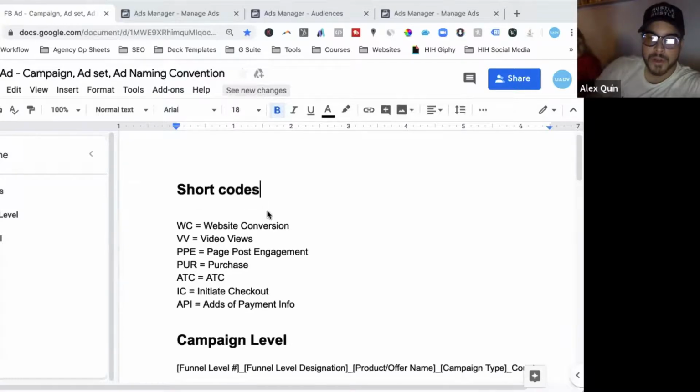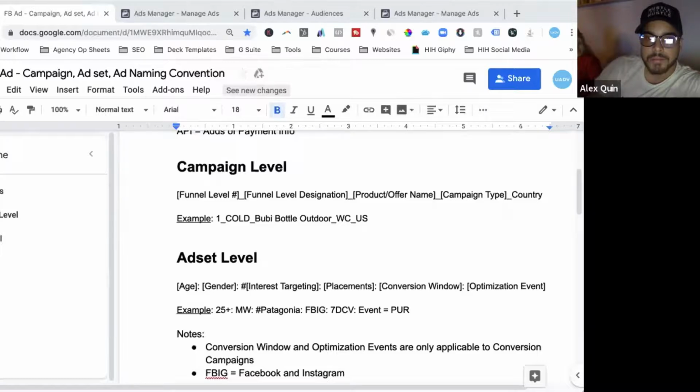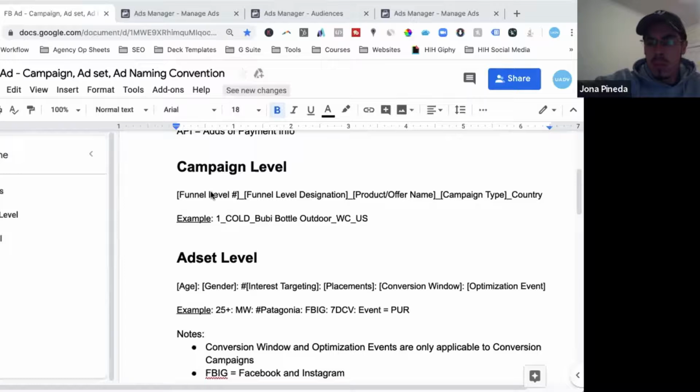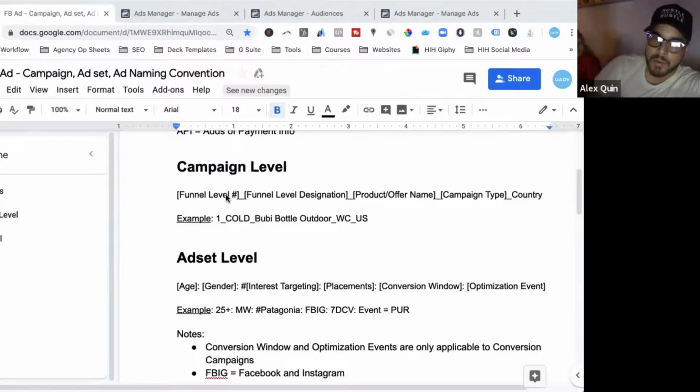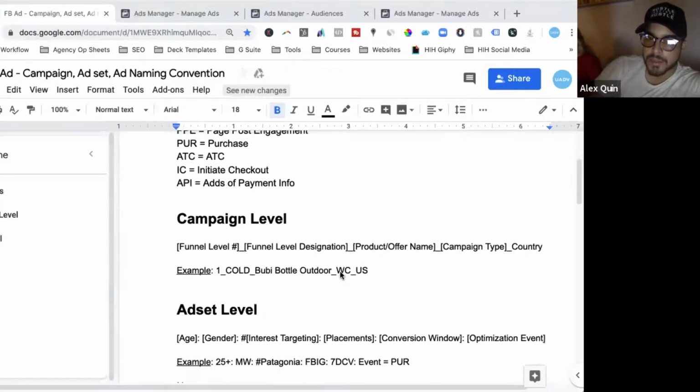So these are the short codes. How we usually name the campaigns is in the following way. The funnel level, whatever level of the funnel you're at, and we've gone over funnels before. Then the level designation, so what audience are they at? Are they cold? Are they warm? Then the product offer name, Booby Bottle Outdoor. This was a bottle we were running ads for. Then the campaign type, and then the country, always being led by short codes. If you see that it says WC, it's website conversion ads.